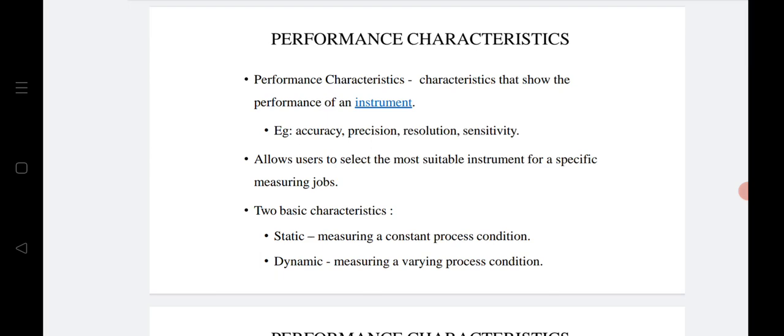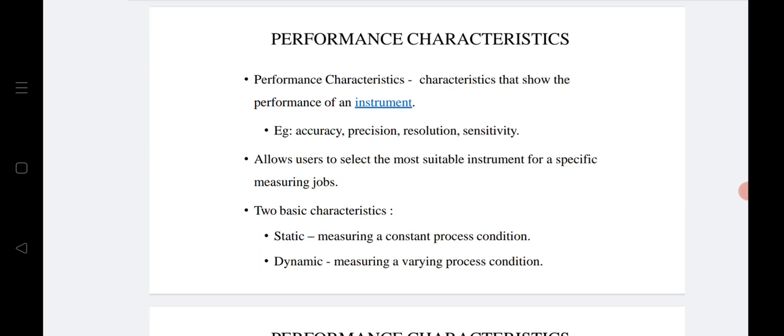What do you mean by dynamic characteristics? A dynamic characteristic is measuring a varying process condition. How does it vary? For example, if I want to measure temperature, the temperature will continuously vary from one point to another. Dynamic measurement means the temperature will continuously vary. So this is known as a varying process condition.